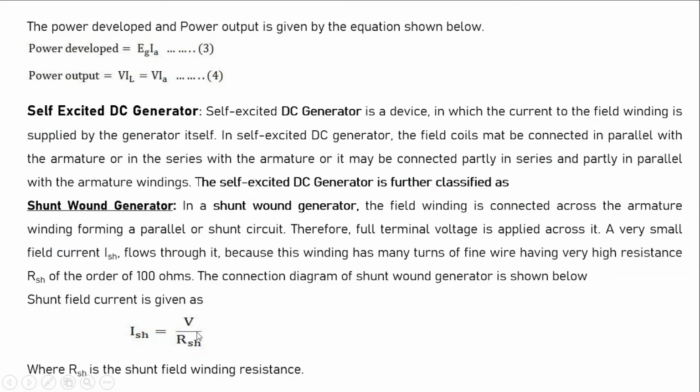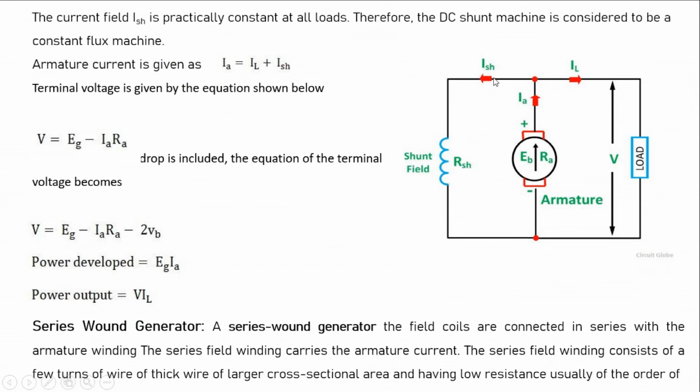ISH is equal to V by RSH: the current flowing through the shunt field resistance is V by RSH because they are in parallel. The current ISH is practically constant at all loads. The armature current IA is divided into two: one is ISH, one is IL. So I can write IA is equal to IL plus ISH. Once again, here it has to be EG, not EB, the generated EMF.